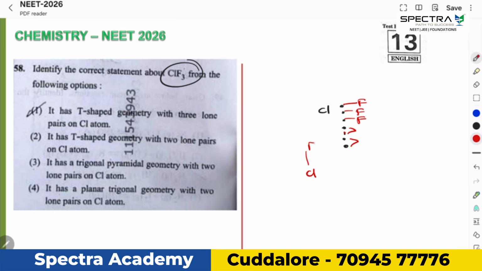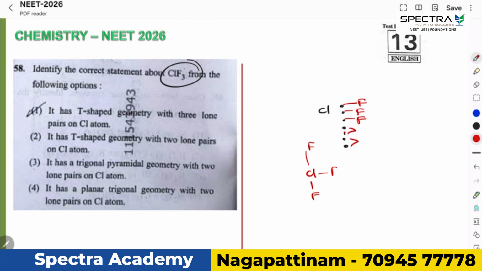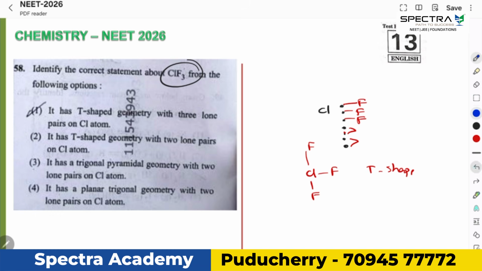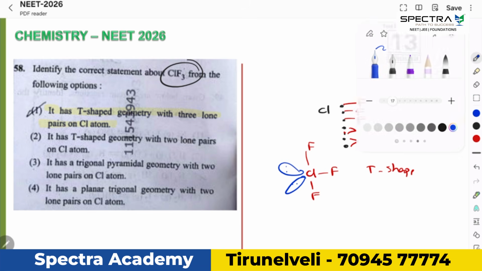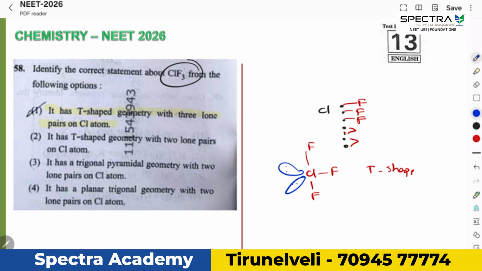So you will get the compound like this, ClF3 T shape, and lone pair of electrons are in equatorial position. So your answer is T shape with 2 lone pair of electrons. So for question number 58, option 2 is the correct one. T shape and 2 lone pair of electrons at the equatorial position.